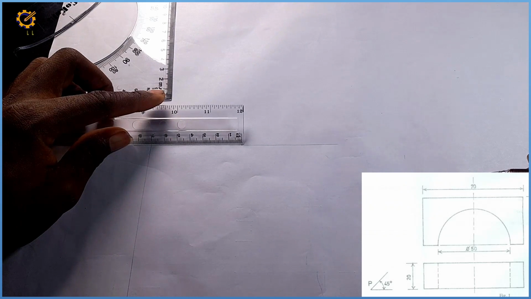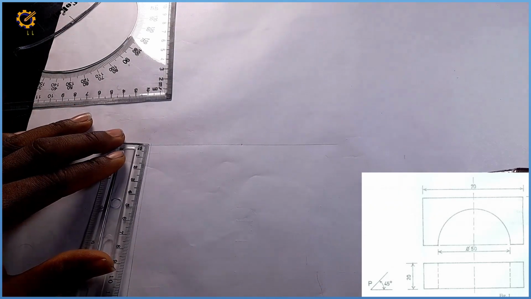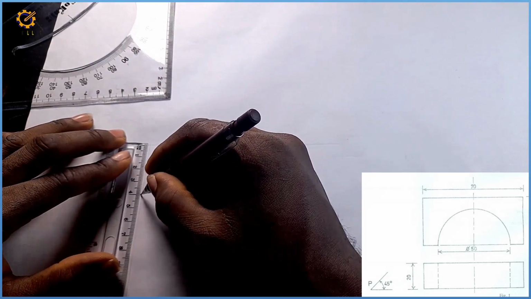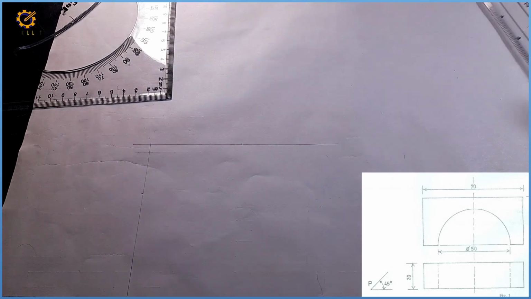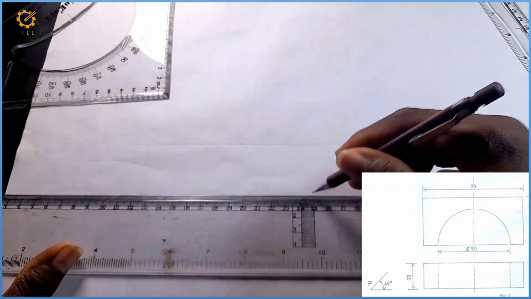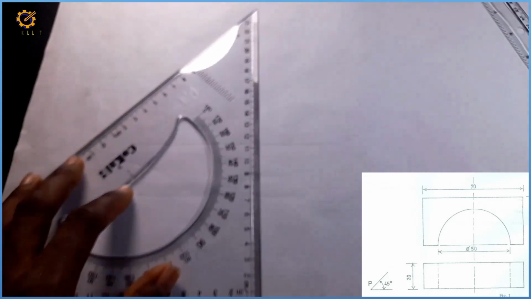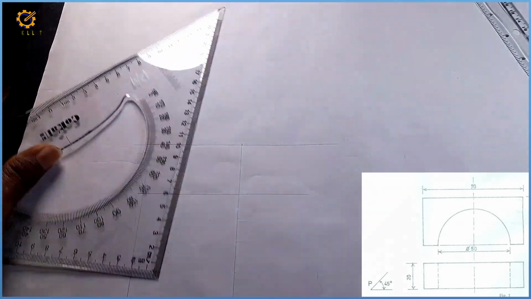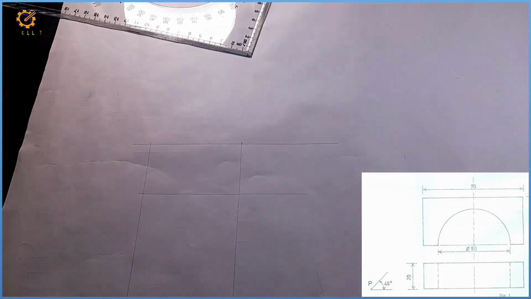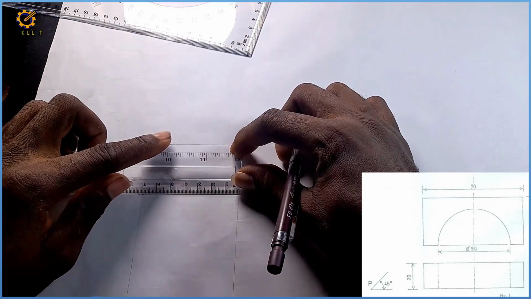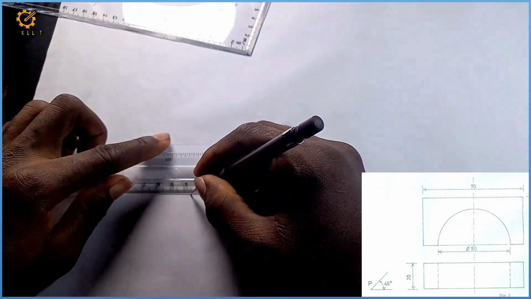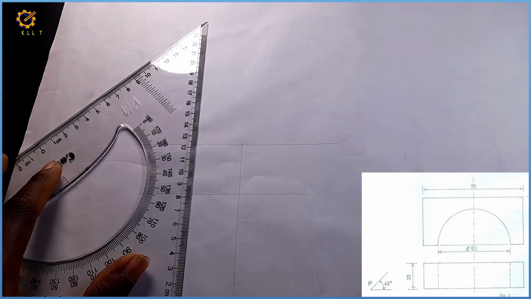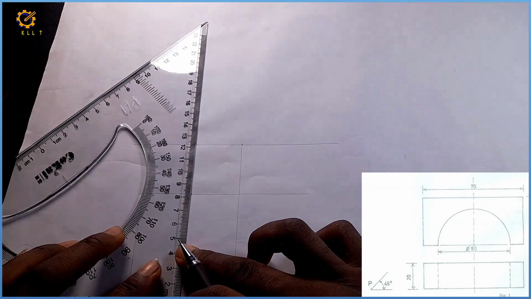The height of the elevation we are not given, so I'm going to go with a height of 40 for my elevation, since we are not given the height. I'm going to draw this faintly, then bring it down. Now I'm going to get the midpoint of this elevation. The midpoint of 70 is 35, which is right here. That midpoint, I'm going to project vertically like this.